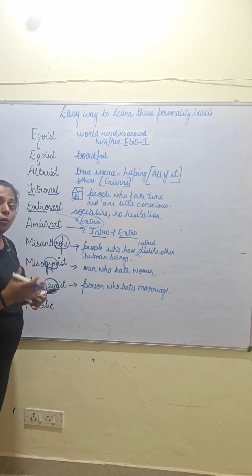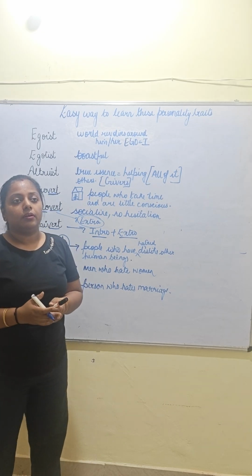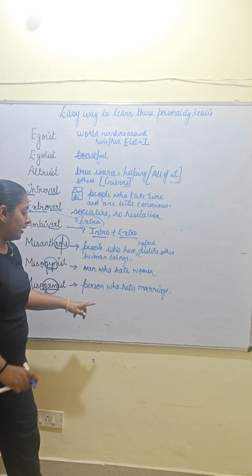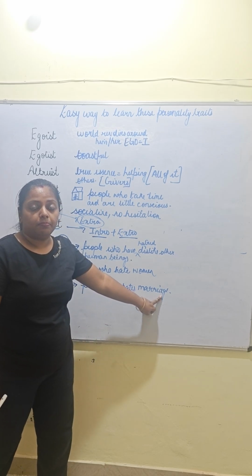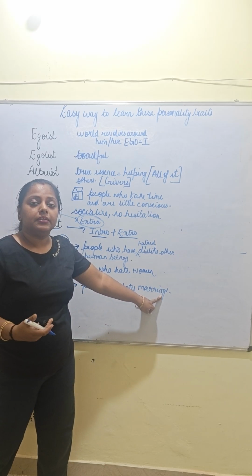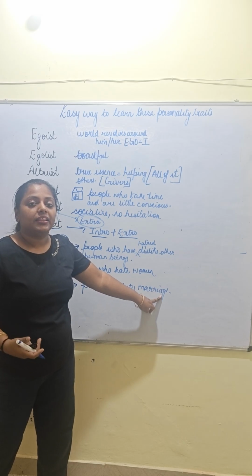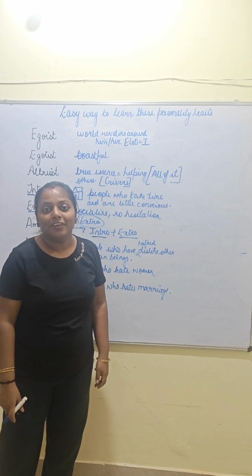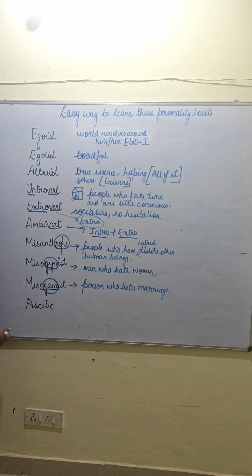A misogamist can be a very great lover, the person would do anything for his or her love, but when it comes to marriage, they kind of step out, they kind of step behind, because they feel that marriage is an institution and they're not meant for staying in an institution. Okay? The last word is ascetic.